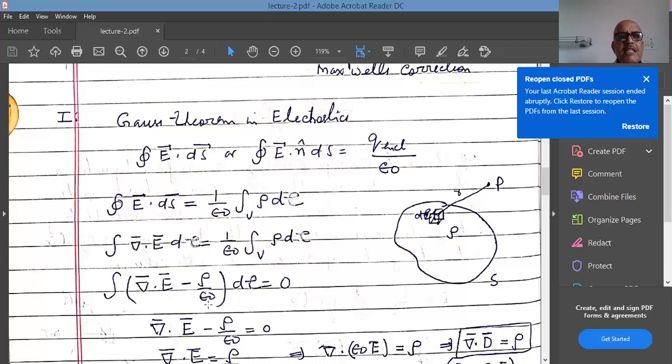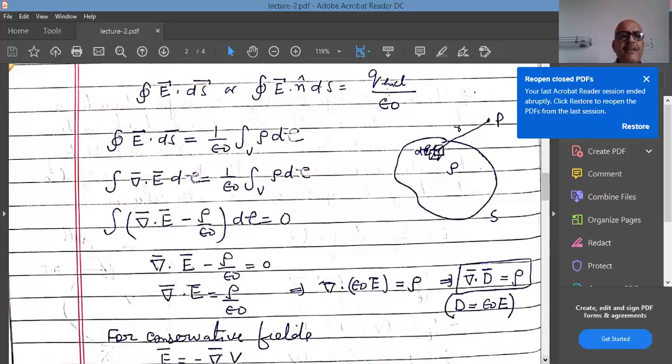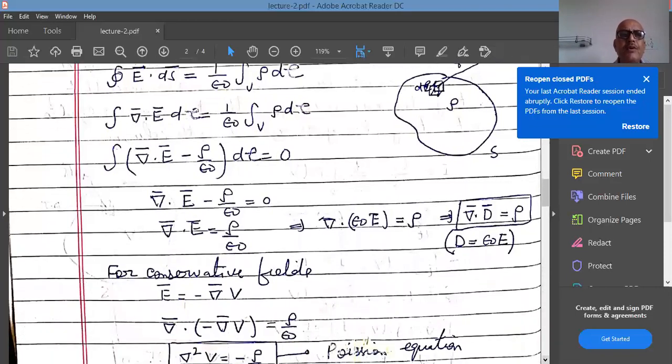Now, in order to satisfy this integral as a whole, the quantity under the bracket must be equal to 0. Our integrand must be equal to 0. So divergence of E minus rho upon epsilon 0 is equal to 0, so divergence of E is rho upon epsilon 0. We also call it the differential form of Gauss theorem.